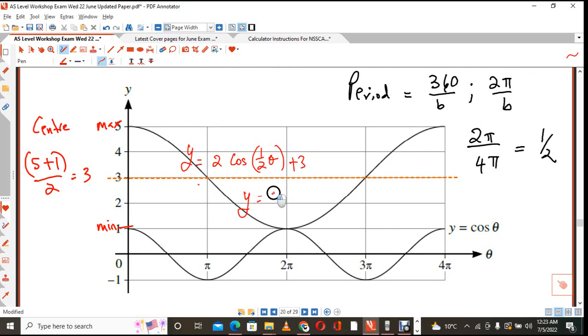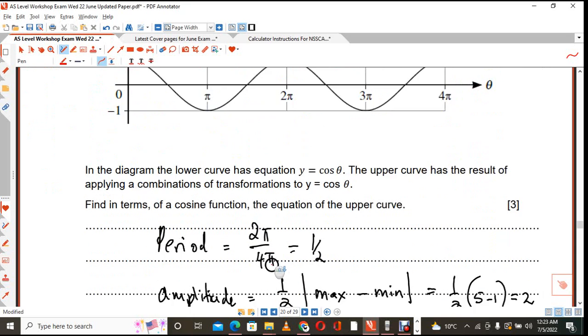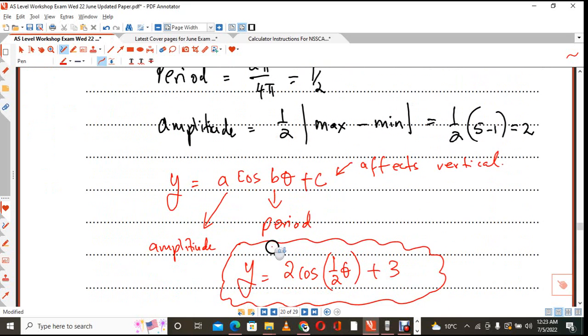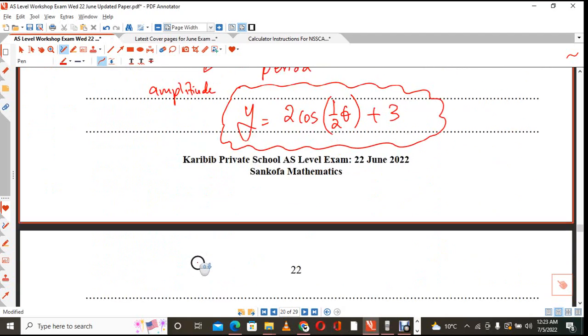Y equals 3 plus 2 cos half theta. It's exactly the same thing. All right, I hope that takes care of that. So apply your knowledge. We'll sketch another function and then I'll give you some hints so you can know what to do when you sketch a graph.